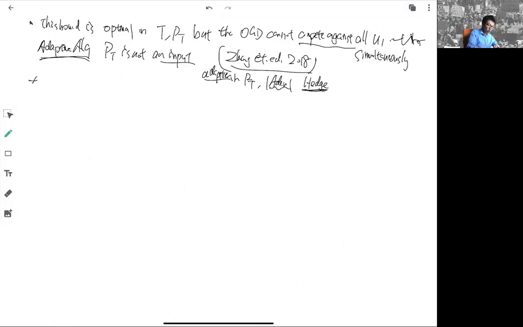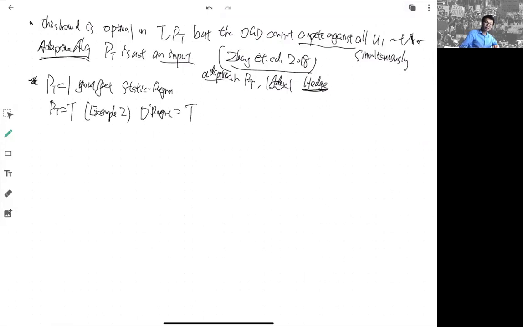Another thing to note is that if PT is chosen to be 1, you get the static regret bound. Suppose you choose PT to be T, which is what happens in example 2. Then you get the trivial dynamic regret of T. So in some sense, this is a slightly more general treatment than what you would get if you make assumptions on the functions, especially now that you have an adaptive algorithm.